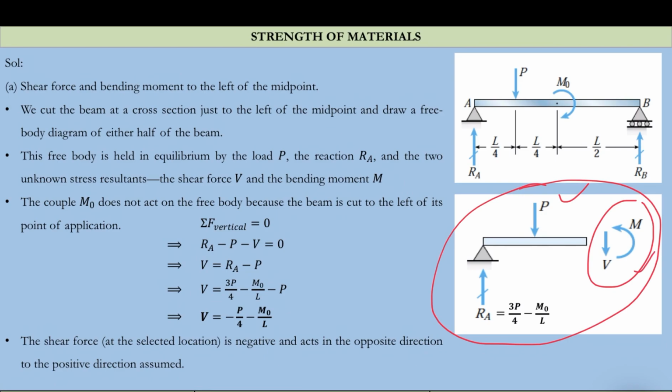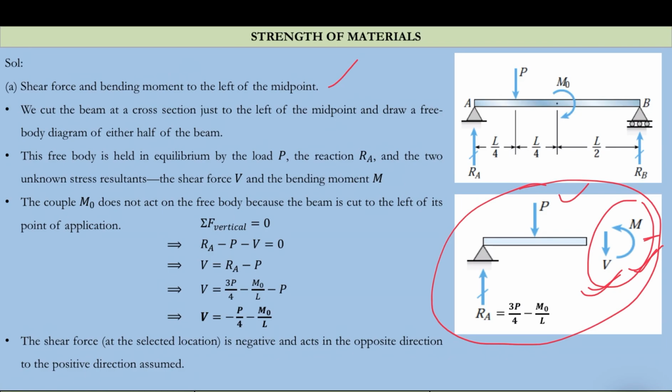So this is sagging bending moment, that is why it will be positive, and right hand side downward is always positive shear force. So we will be taking positive. If it is correct, then the value will come as positive, and if it is wrong, then it will come as negative. So accordingly we will change the direction. So first we are going to calculate the shear force and bending moment to the left hand side of the midpoint.